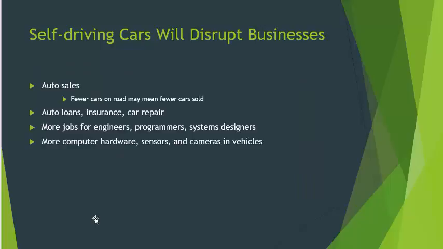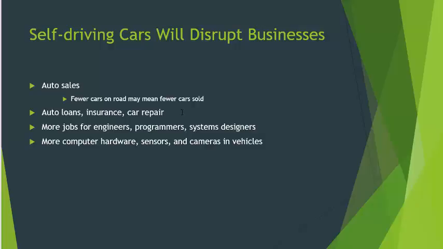Now when that finally happens, the question is how will that disrupt business? Well, it could mean there are fewer cars on the road, which would then mean fewer cars sold. Currently households have multiple cars because each person in the household may need the car, but what if a car could be used to drive a person to work and then return to pick up the next person and take them to work as well? Then the household wouldn't need multiple cars. That might also have an impact on auto loans, insurance, and your total car repair bills.